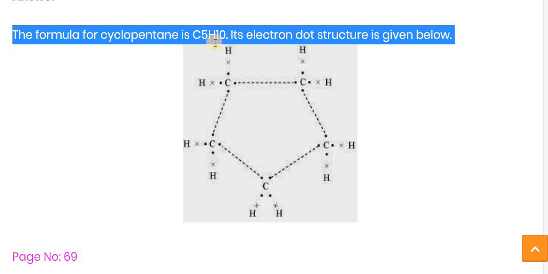So in total there are 5 carbon atoms and 10 hydrogen atoms. So the formula of cyclopentane is C5H10, and its electron dot structure is given below. Here you can see.